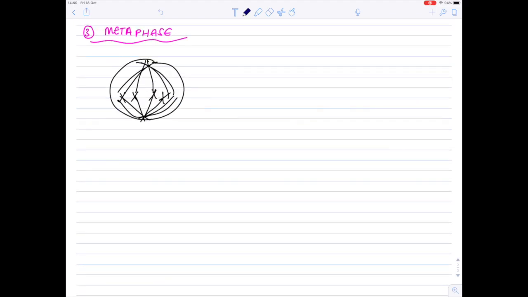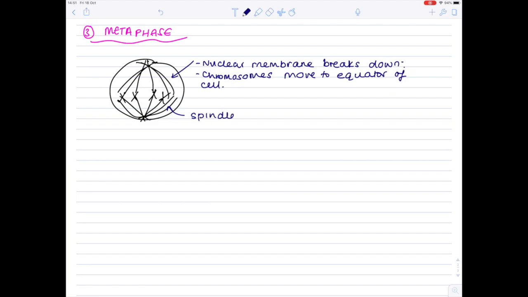Moving on to metaphase, hopefully you can see now that the nuclear membrane no longer exists and that the chromosomes are attached via their centromere to the microtubules at the equator of the cell, and you can see that happening in the middle of this diagram. So we'll start by saying that the nuclear membrane has broken down. The chromosomes move to the equator of the cell, to the centre of the cell, and lastly the spindle microtubules from both poles, so that's either end of the cell, are attached to each centromere, so the centre of the chromosome.